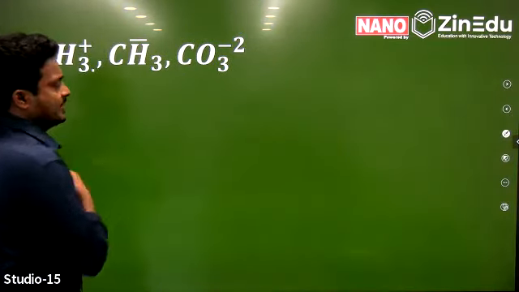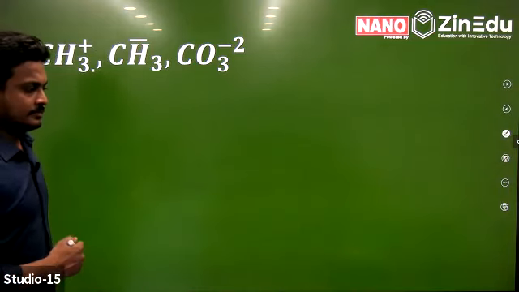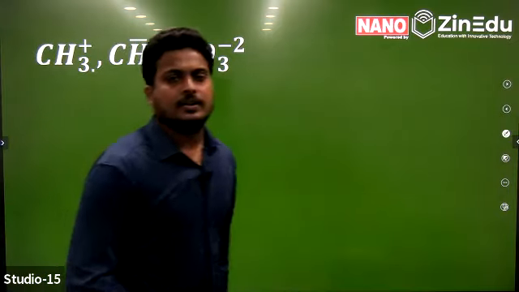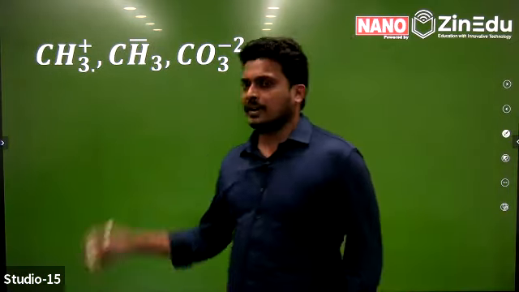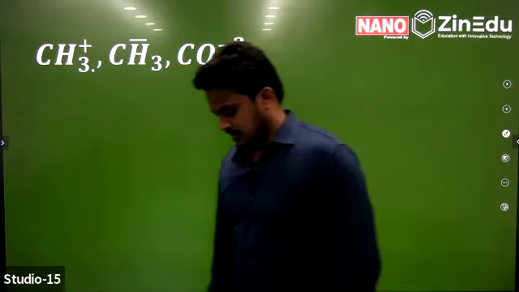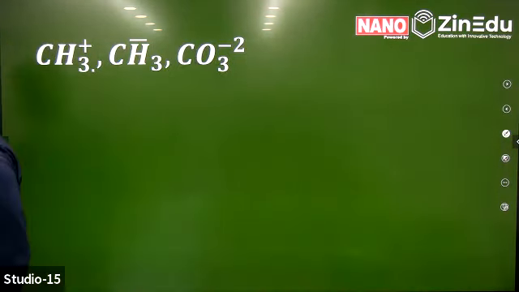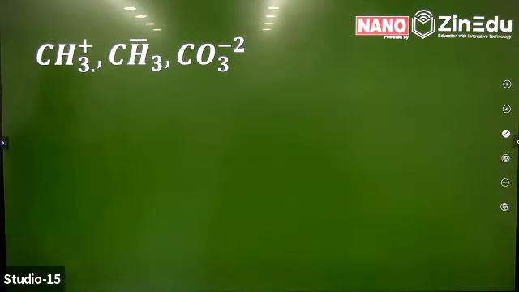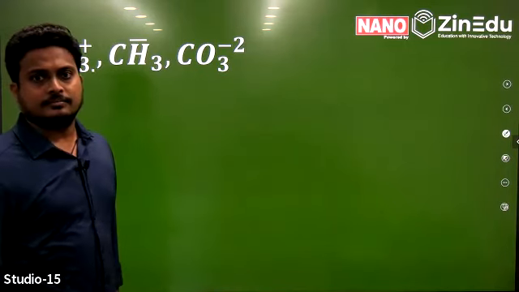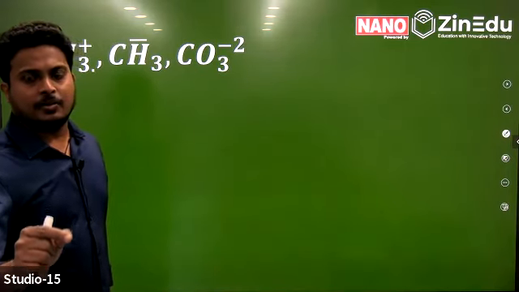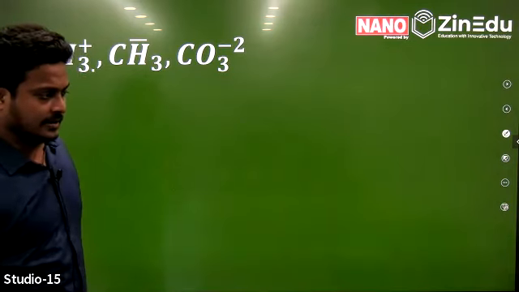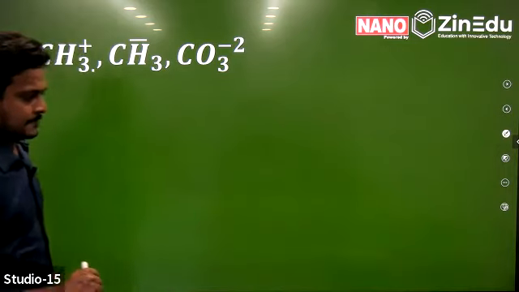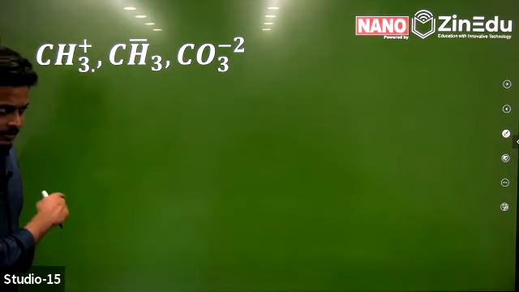Now coming to CH3 plus. This is the most important one. CH3 plus is also called a carbocation in organic chemistry. CH3 minus is called a carbanion. Regularly we see the hybridization and shape of carbocations and carbanions. Now tell me, what is the hybridization of carbon in a carbocation? Try to do it fast.